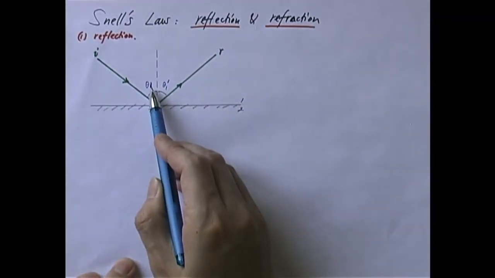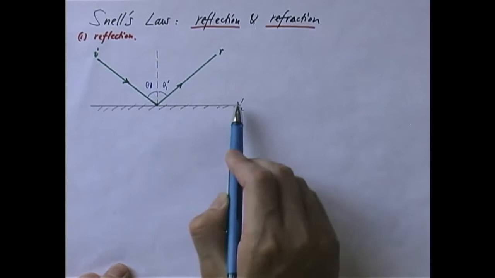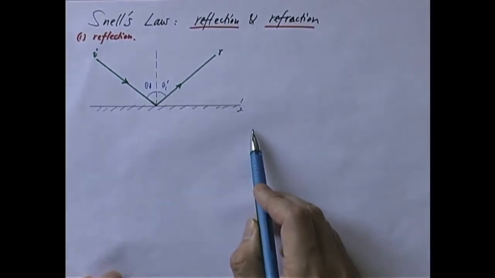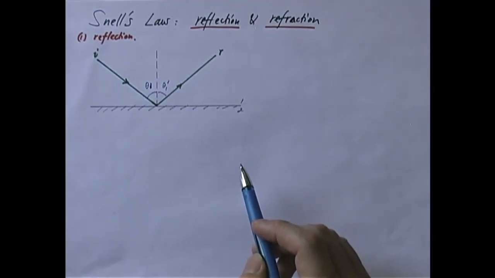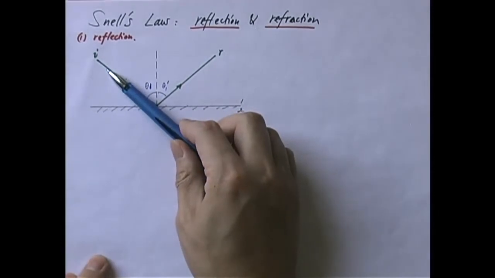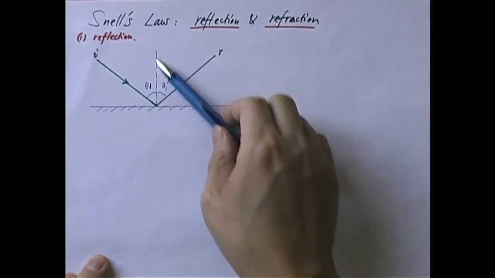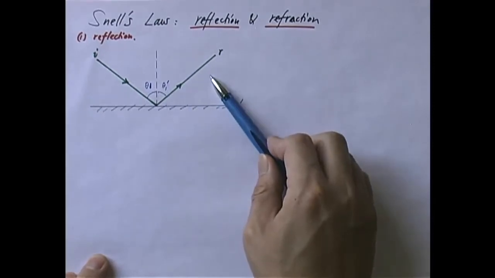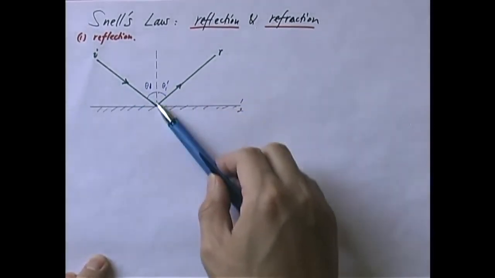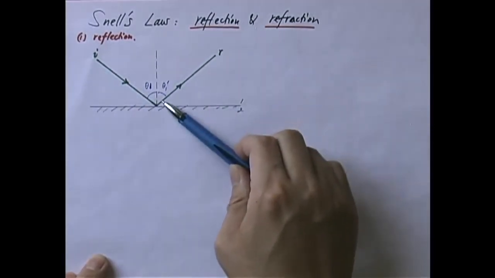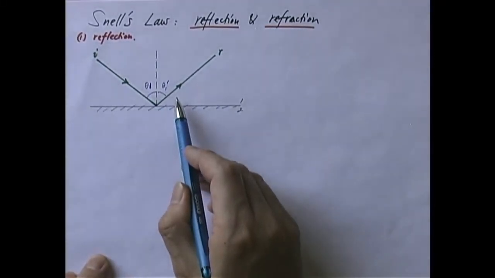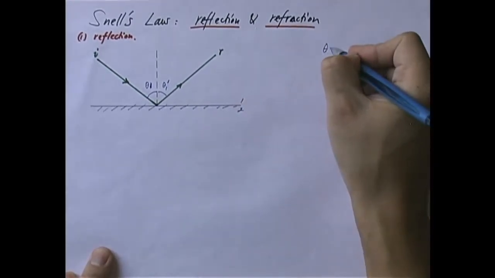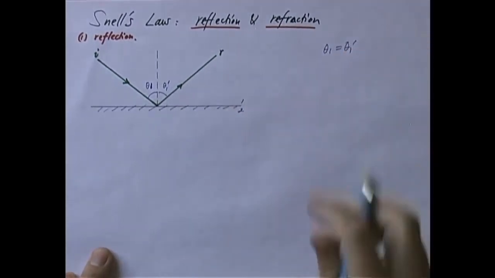Here, the index 1 means it's in medium 1. In medium 2, we call it theta 2. What does Snell's law of reflection tell us? It tells us actually two things. One is that the incident beam, the reflected beam, and the normal, these three lines, are in the same plane. So if you make a plane out of these two lines, the reflected beam must be in the same plane. It's not going to go out or go down like that. Another thing is about these two angles. It says that these two angles are the same. It says theta 1 equals theta 1 prime.